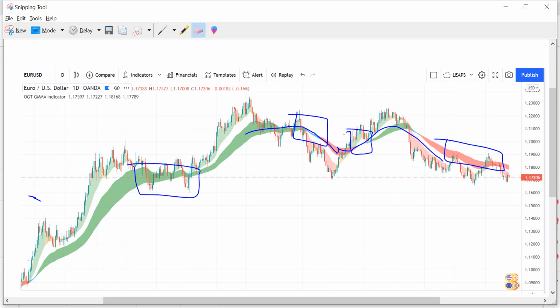So hopefully you can see now how you can quickly see what is the current state of the market, where the short-term pullbacks potentially are, but then also where the long-term trend reversals are coming in.